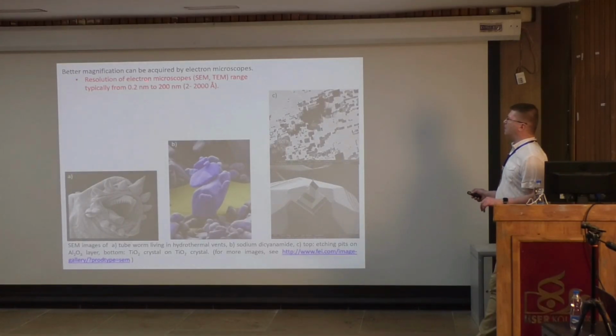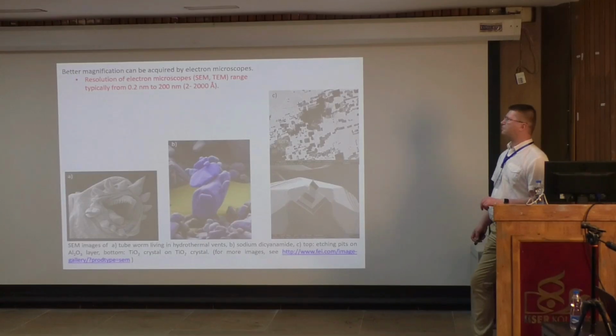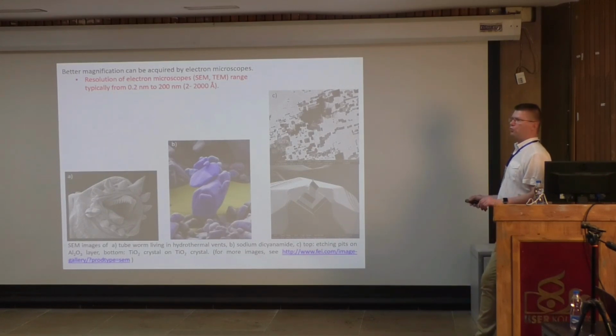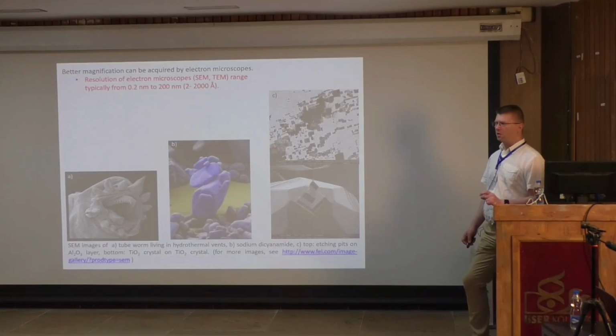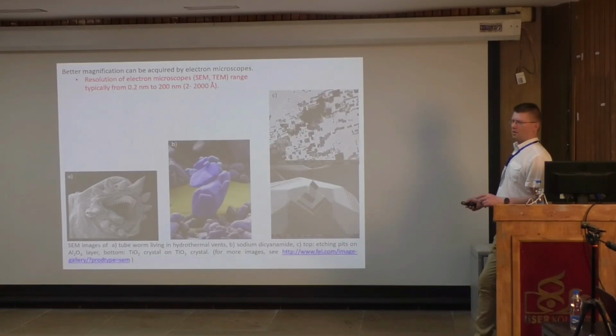And now we can get a better magnification by using electron microscopes. And these electron microscopes, of course, can go from 0.2 to 200 nanometers. 0.2 nanometer is already on the molecular scale. So this is about 2 angstroms. So in here, with the highest possible resolution, you start seeing molecules.